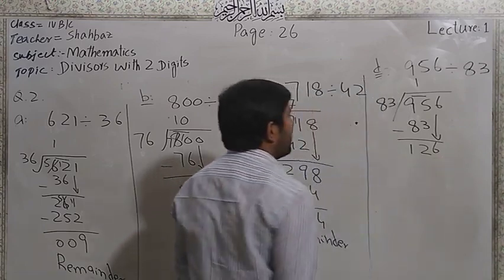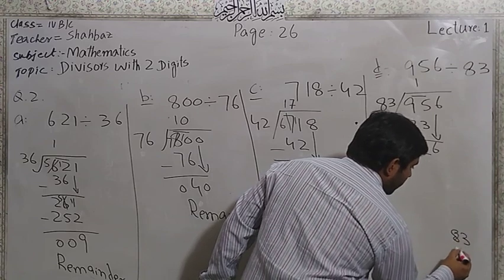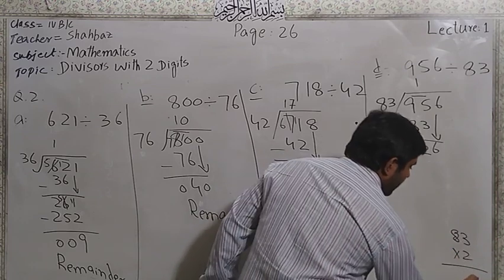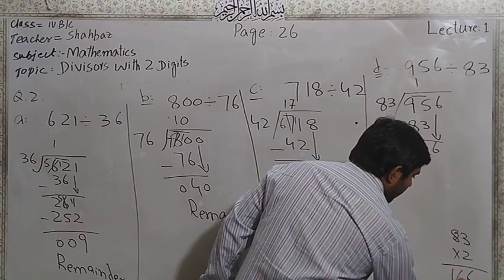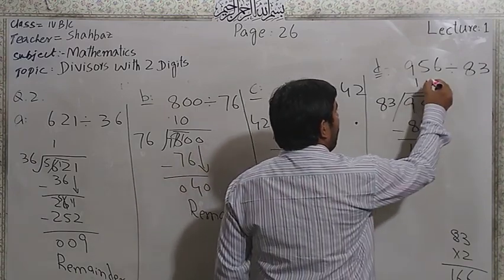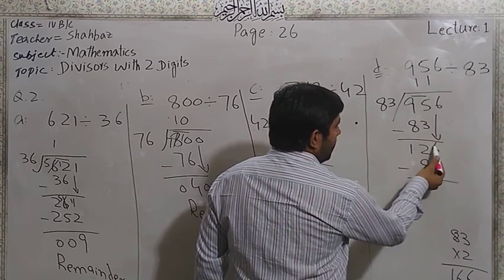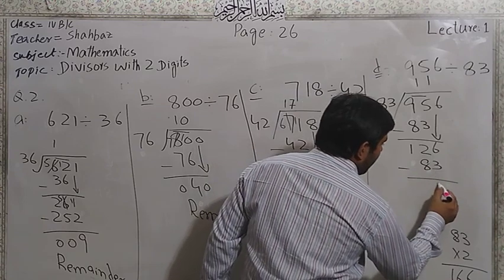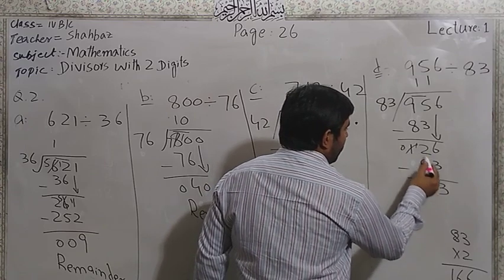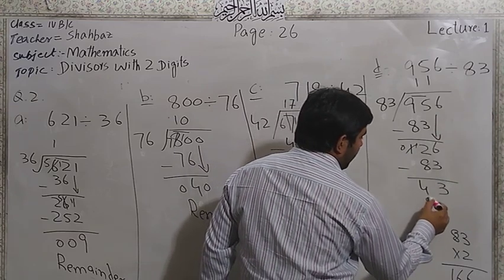Now it's 126. If you want to check this, 83 multiplied by 2: 2 times 3 is 6, 2 times 8 is 16. So it's greater than 126. You will say 1 times 83 is 83 and subtract. 6 minus 3 will be 3. 2 minus 8 is not possible, so take a carry, it will be 12. 12 minus 8 will be 4. So this is your remainder.